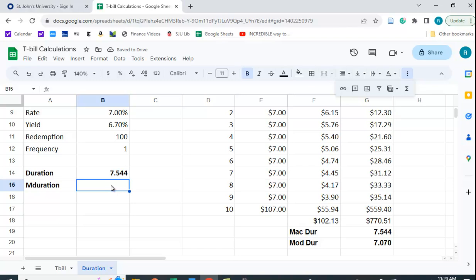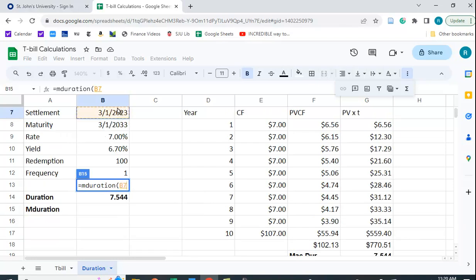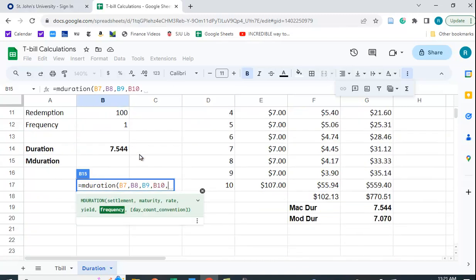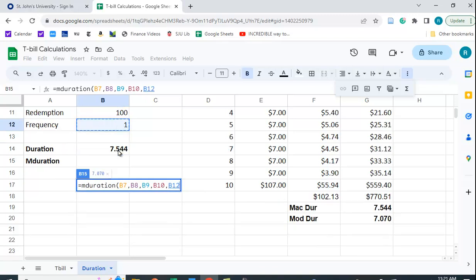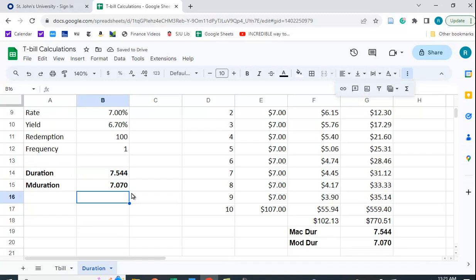7.544. And there's also an MDuration function. Again, we put in the same arguments, and we should get the same thing we calculated before: 7.07. It's so much easier to do it this way than to do it longhand. So you might as well take advantage of the functions in Google Sheets that do this for you.